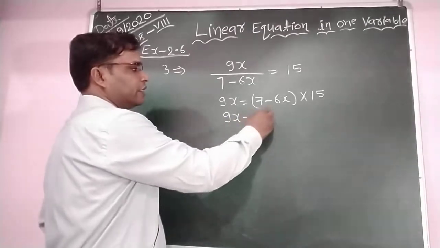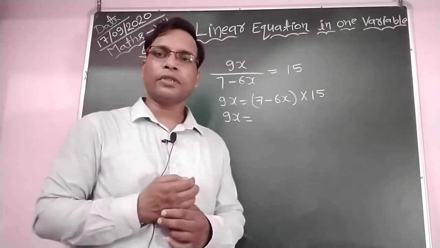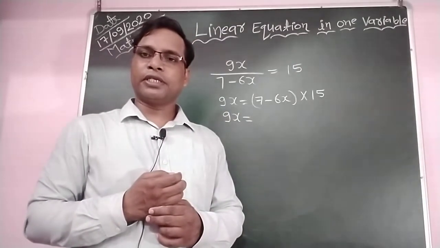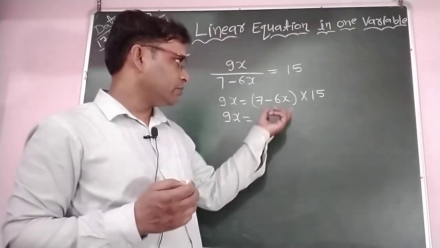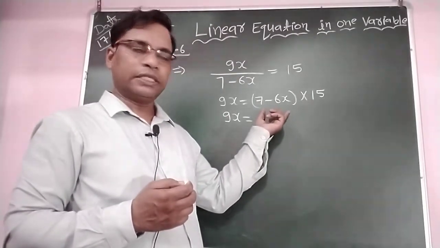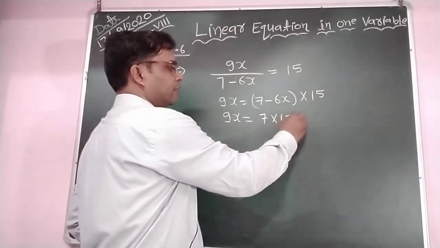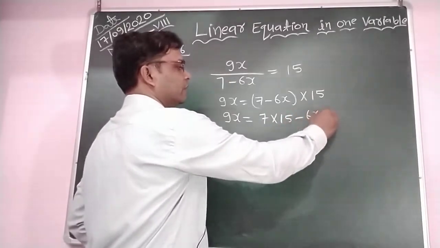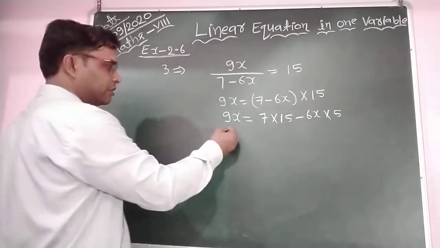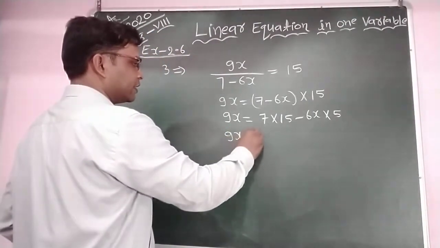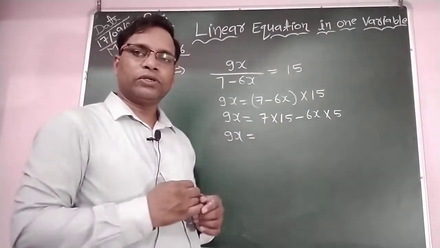Clear? Now when you open this bracket, in the left hand side we have 9x, we write it as it is, and then when you open this bracket, you know very well the distributive law of multiplication over subtraction. This is the distributive law of multiplication over subtraction. So 7 into 15 minus 6x into 15. Okay. So here in the left hand side we have 9x. So 7 into 15, this is equal to 105.